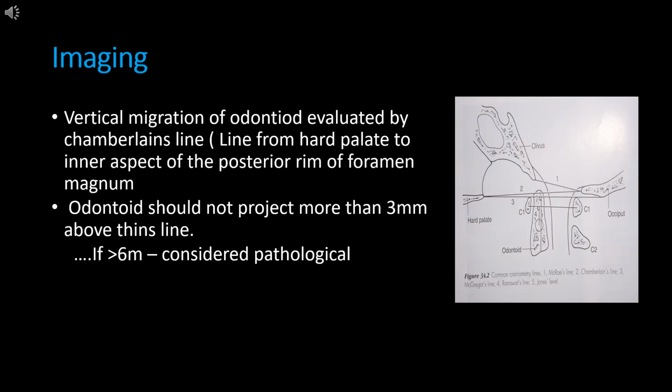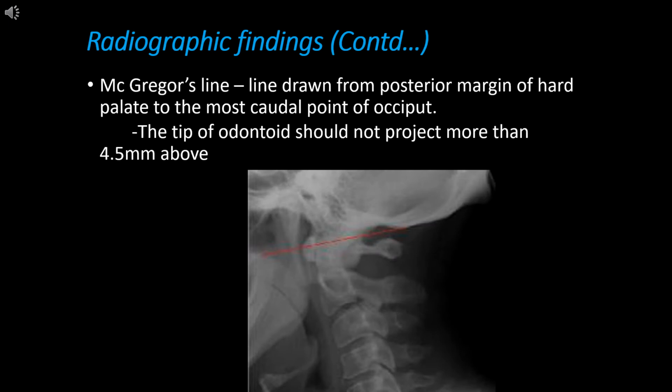Vertical migration of the odontoid is evaluated by Chamberlain's line, a line from the hard palate to the inner aspect of the posterior rim of the foramen magnum. The odontoid should not project more than 3 mm above this line. If more than 6 mm, it is considered pathological. McGregor's line is a line drawn from the posterior margin of the hard palate to the most caudal point of the occiput. The tip of the odontoid should not project more than 4.5 mm above.